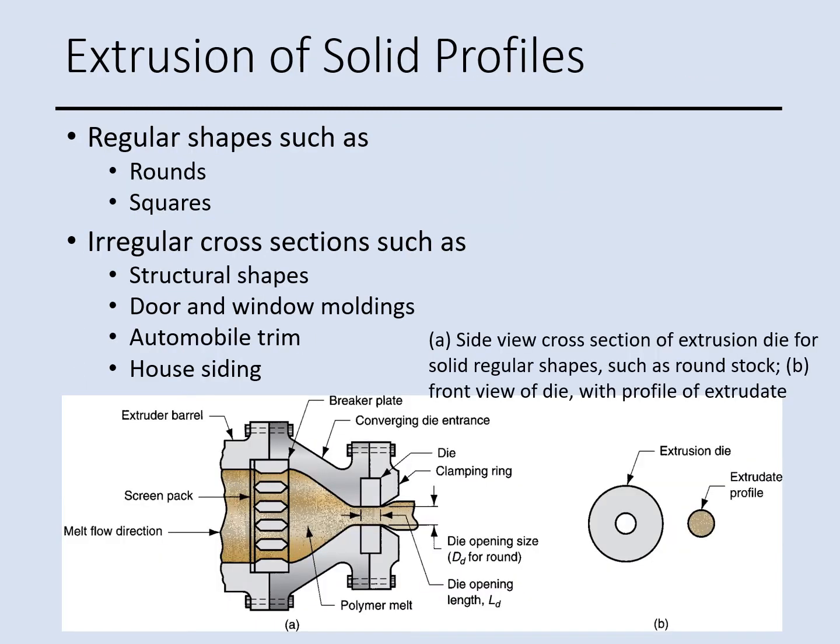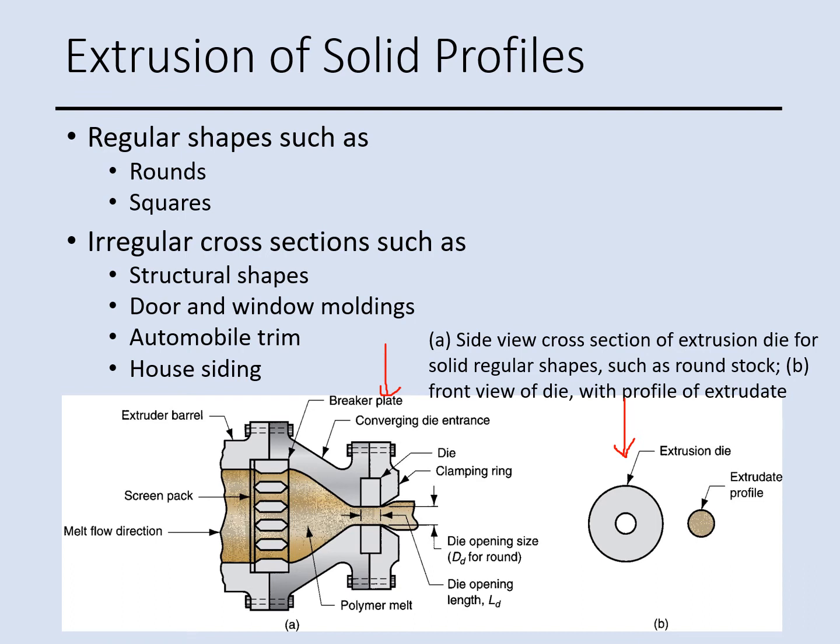Extrusion of solid profiles includes regular shapes and irregular shapes. In the regular shape, we have round and square cross sections. For the irregular cross section, we have structural shapes. It can be door, window, molding, automobile trim, and housing, siding. In this picture here, we see the cross section of the extrusion die for a solid regular shape. On the right picture, we see the front view of the die with the profile of the extrudate.